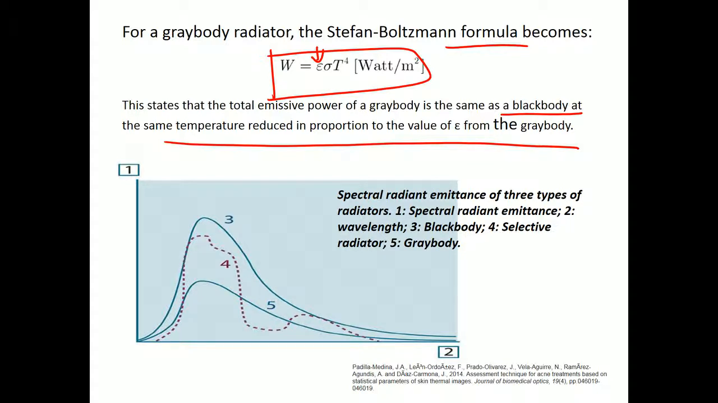So, you can see that one is basically the spectral axis, these are the two axes, okay. 2 is basically the wavelength. 3 is basically the black body. So, this is our black body, okay. 4 is basically the selective radiator. You can see that it varies with wavelength, and then the gray body, which is what we have done over here, is basically a scaled down version of the black body. Everywhere it is reduced by that particular factor with no selectivity with respect to wavelength.